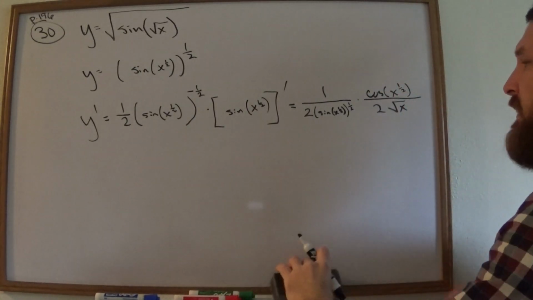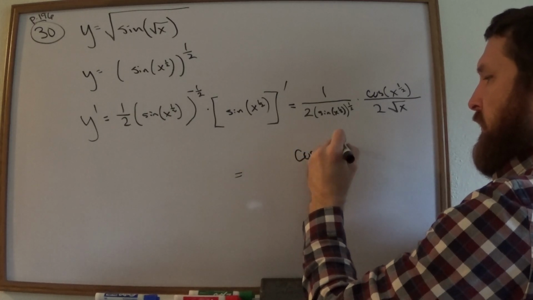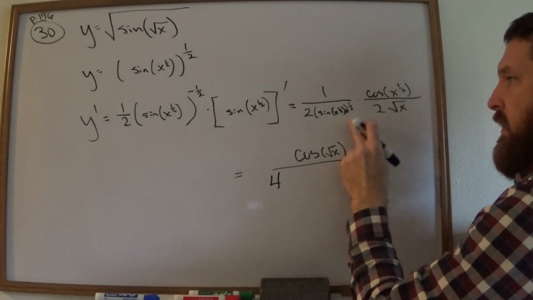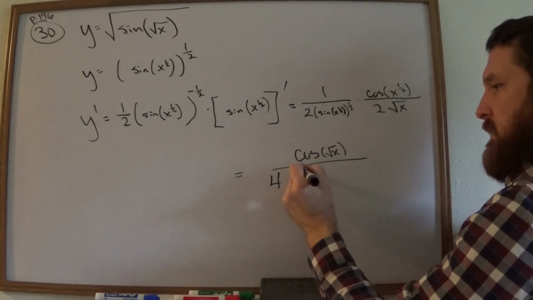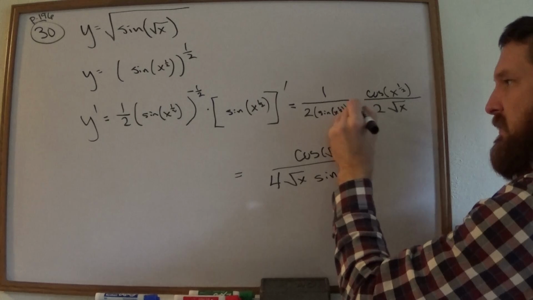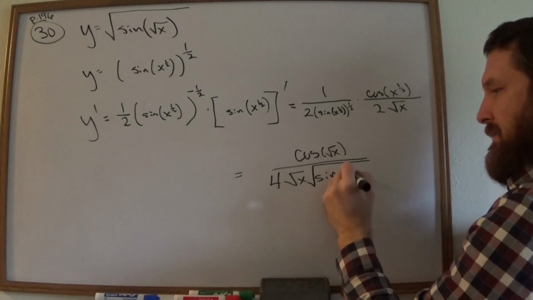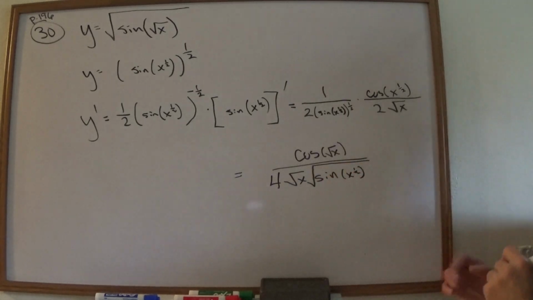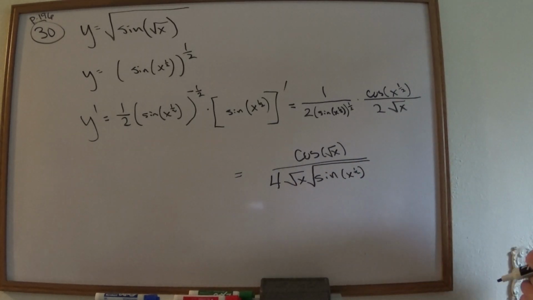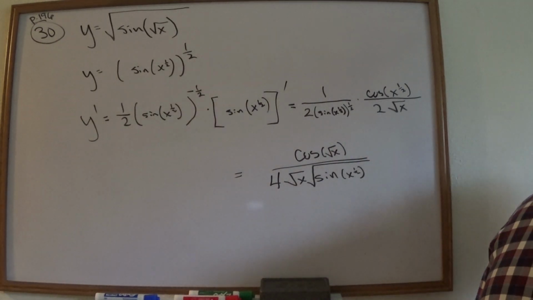So we could clean this up maybe a little bit. It would be nice if we could just go cosine root x. The 2 and the 2 are 4, root x. And then that's a root, isn't it? Like that. You could keep it with 1/2 or however you want to do it. But ultimately, you guys feel good about that one? Okay. So let's do another ugly one.